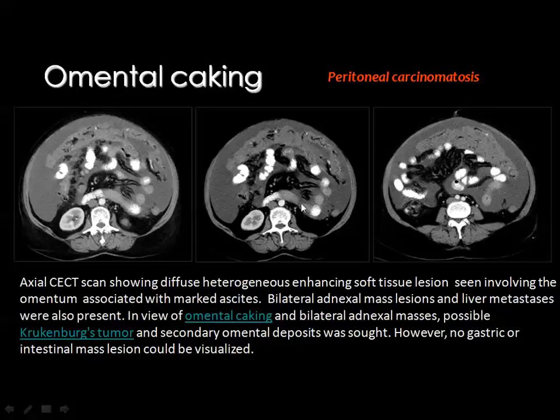This is the same. In this case, there is diffuse thickening of the omentum, and there are adnexal mass lesions as well as liver deposits. And all these lesions are proved to be metastatic, and there was no gastric primary, which is one of the common lesions that can produce metastatic deposits to the ovary, as I will mention later on.